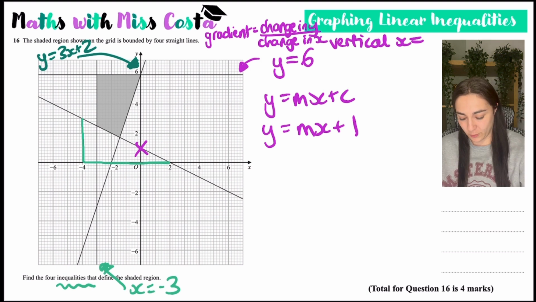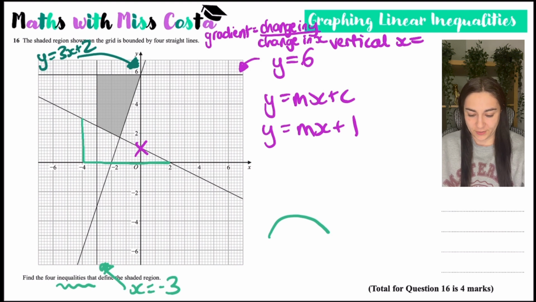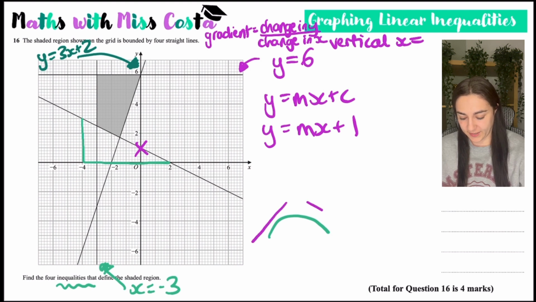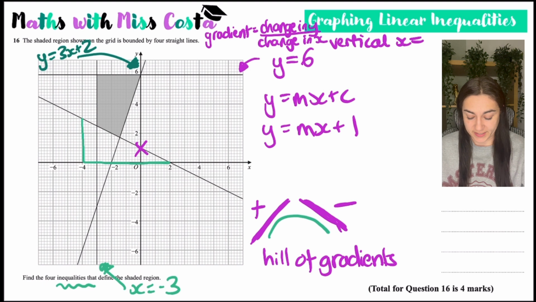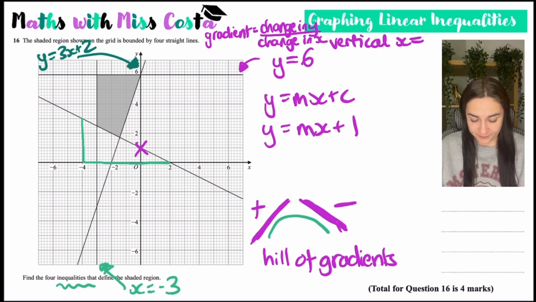So a simple thing to help you, when you're thinking of gradients, you can think of the hill of gradients, okay? So this is the hill of gradients. If we just imagine that we are walking from left to right, like the way we read, you first have to go up the hill. So if your line looks like this, it's going from this direction, it's going to be a positive gradient. If it looks like this, then it's going to have a negative gradient. You're going down the hill. So that's just a quick way to remember. This is going to be a negative gradient.